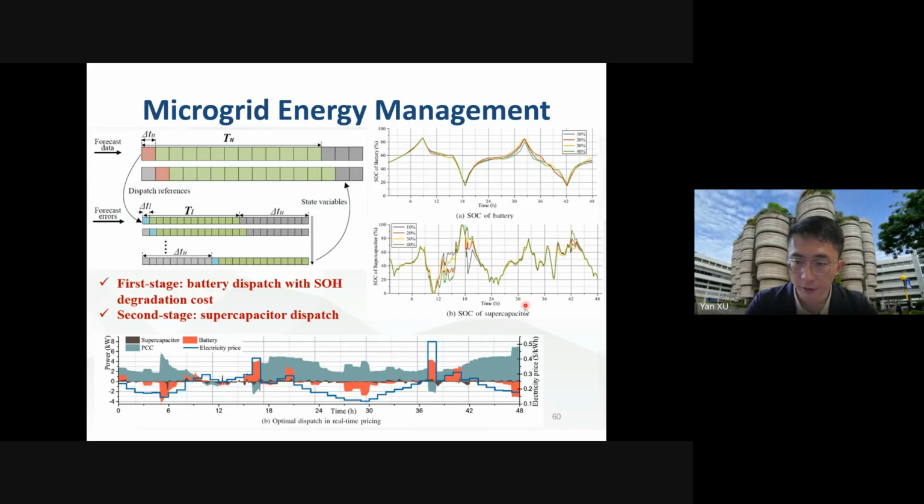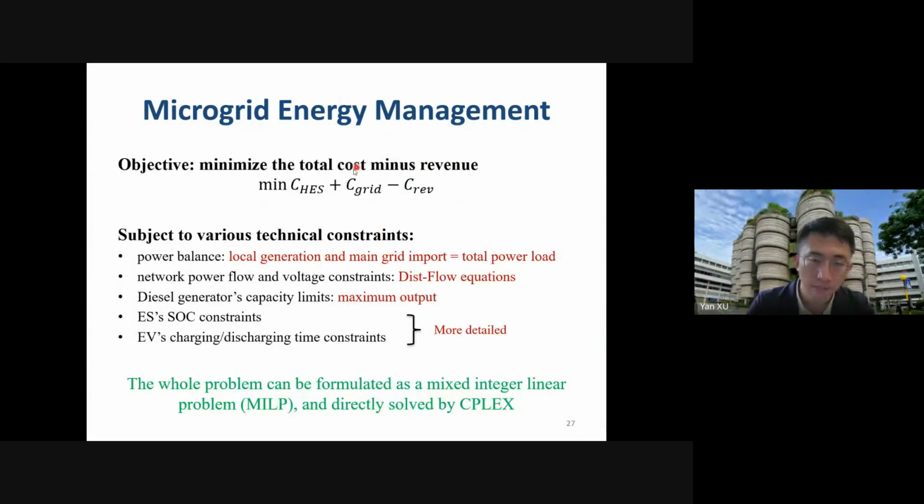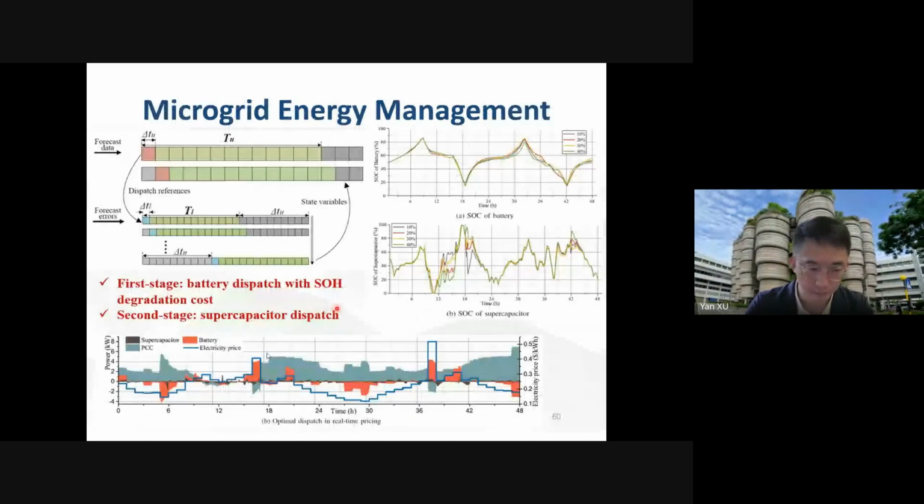Okay. Now here, let me show you some dispatch results. We actually consider the dynamic electricity price, because in the end, we want to buy cheap electricity and then sell to our customers. So you can see here, the electricity price is shown in the blue dashed line. You can see over a day, over 24 hours, it is always varying. And okay, now we have a supercapacitor and the battery. You can see these are their power charging discharging. This PCC means the power exchange between the microgrid and the main grid. So you can see that during the low electricity price, we try to import power from the main grid, right, by charging the supercapacitor and the battery.